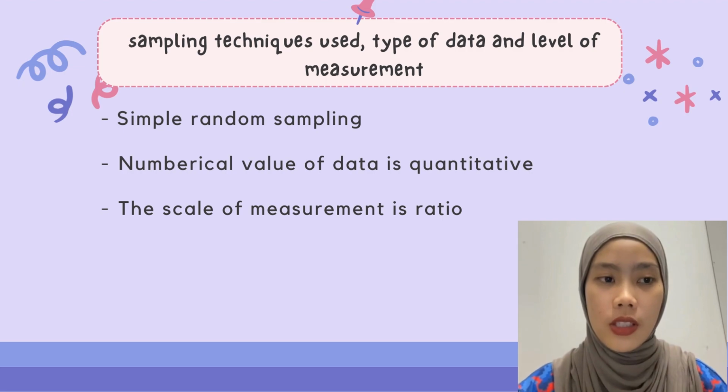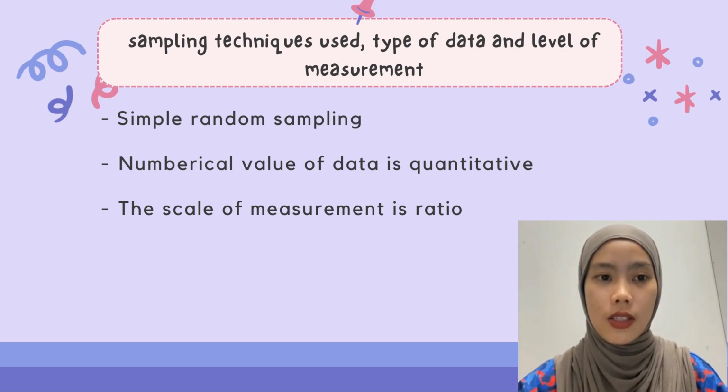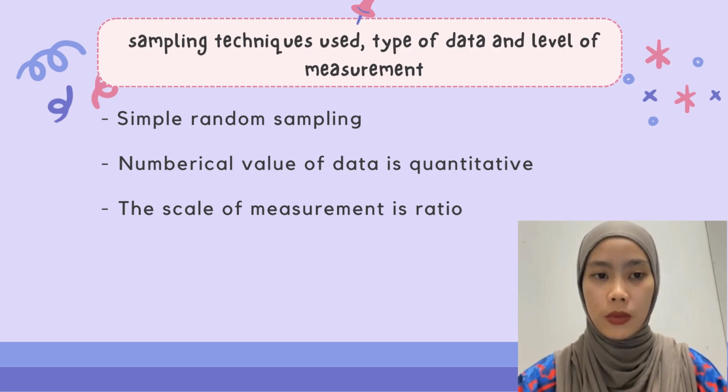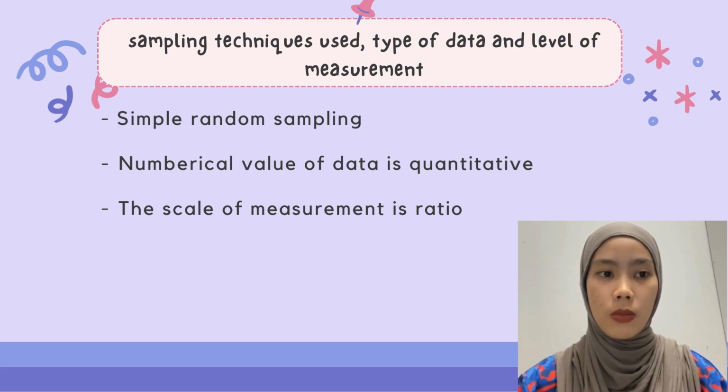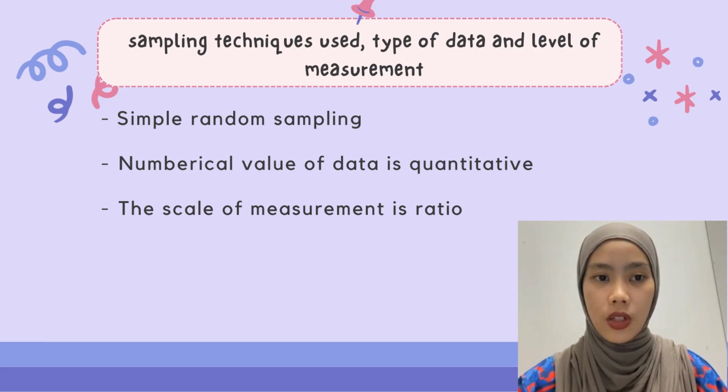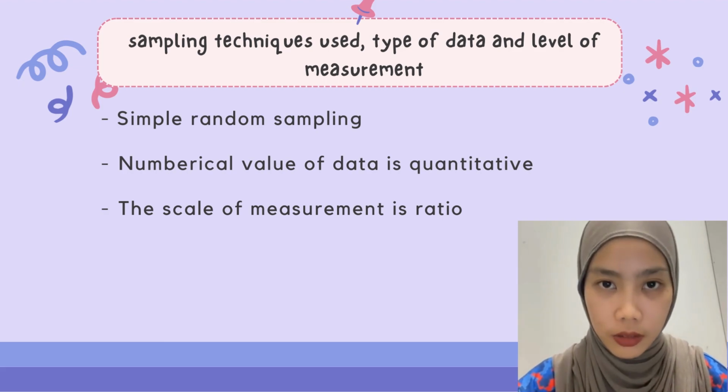The sampling method we use is simple random sampling. A simple random sample is a randomly selected subset of a population. In this sampling method, each member of the population has exactly an equal chance of being selected.